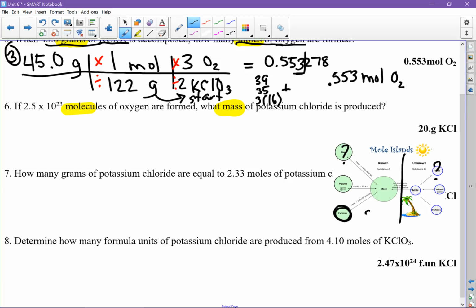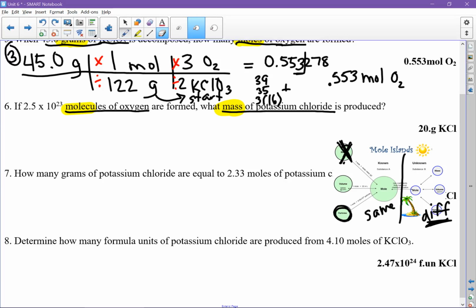What I want you to think about is, are you dealing with the same chemical or are you dealing with different chemicals? So let's take a peek at what we have. We started with molecules of oxygen, and it mentions the mass of potassium chloride. Those are 2 different chemicals, so I can't stay on the same side. What that means is I've got to go way over here to this mass island. That takes 1, 2, 3 fences.